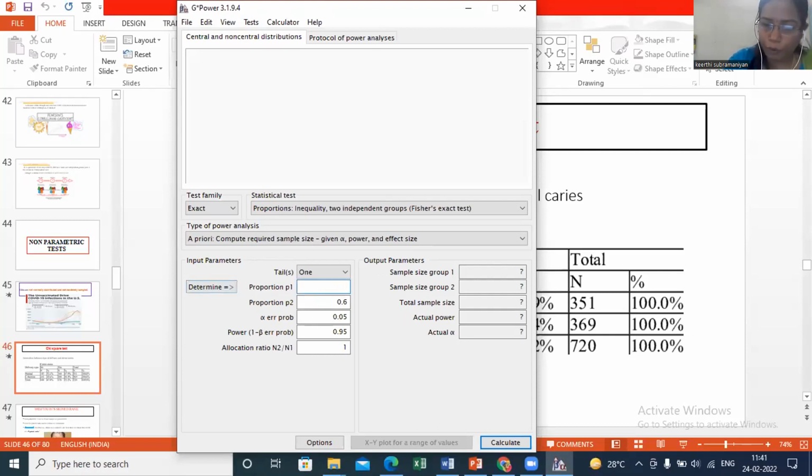Give it as 0.47 for the first group, and the second group is 0.56, which is 56% and 47% respectively. And the ratio between both the groups is the same, and I just say calculate. Clear? So this is how you do it when you are applying chi-square.